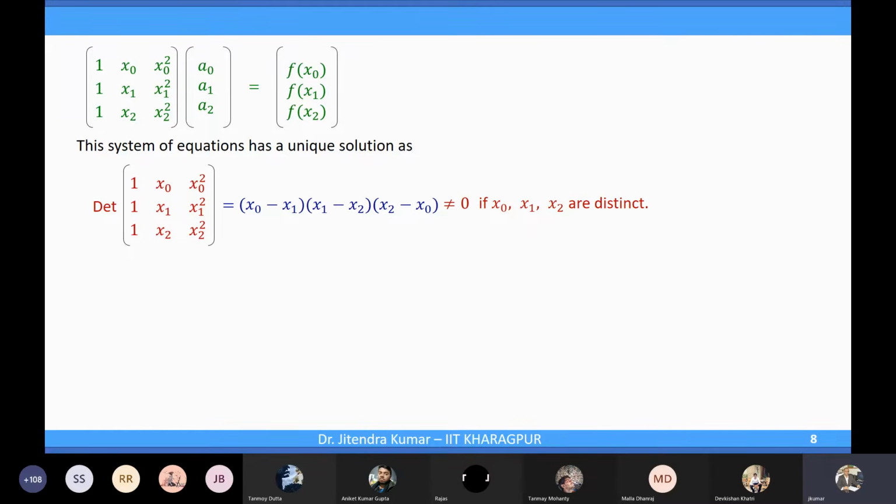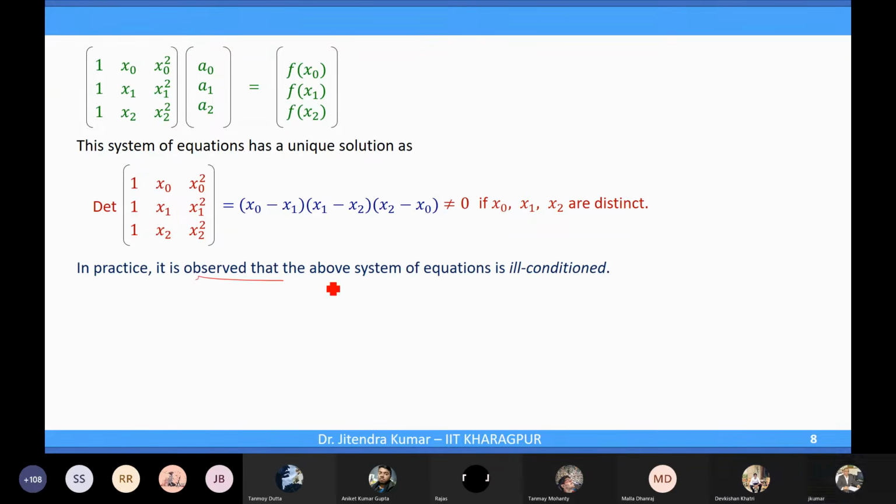So it's not difficult getting this polynomial because it actually reduces to solving a system of linear equations. The question is why then we are learning this as a different topic. In principle this is done in 20 minutes, but we probably could not finish it in 2 hours today. The point is that in practice it is observed that the above system of equations is ill-conditioned.